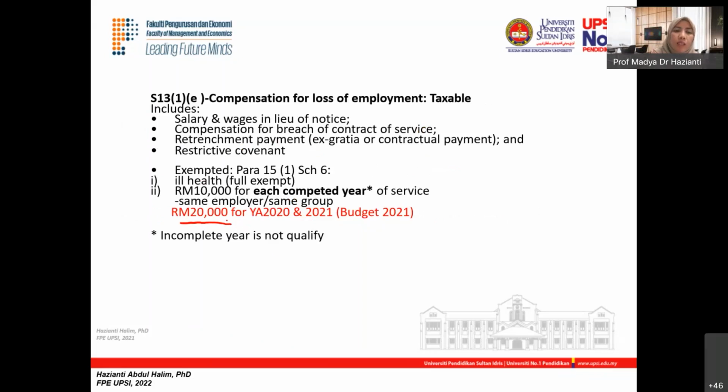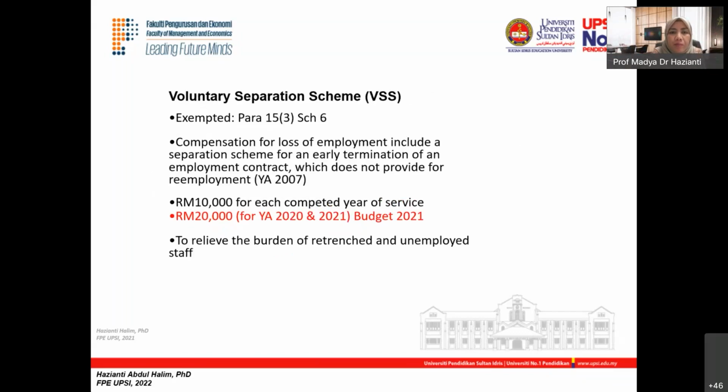Tapi macam ni lah, incomplete year is not qualify. Mesti cukup same employer ataupun same group. It cannot be, okay, you kerja dekat company A 5 tahun and then pergi kerja dekat company B 5 tahun juga. So 5 plus 5 jadi 10, dia tak kira. Dia kira 5 dengan 5 je. Same employer. Tak boleh combine.